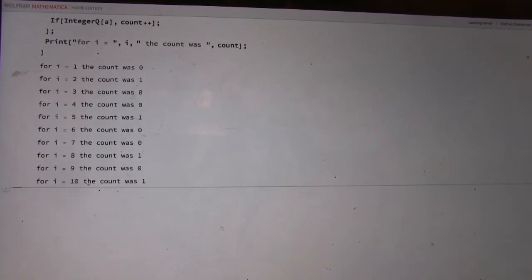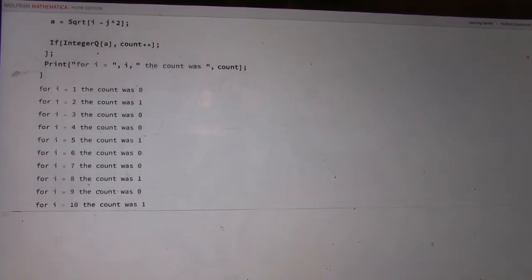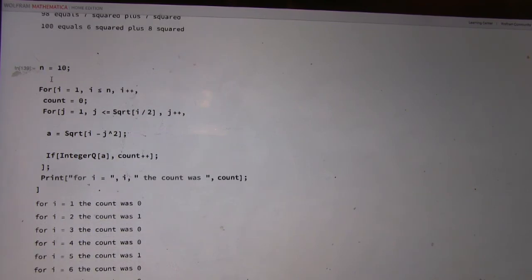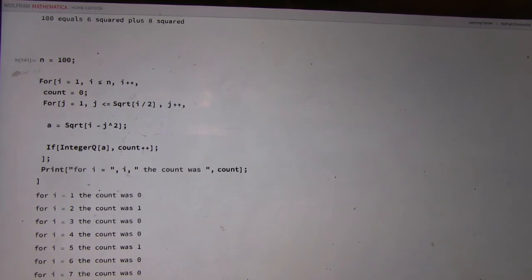Yeah, and how many. Like 2 had 1, 5 had 1, 8, and then 10. All right, so let's see if we can find the first one. We know there's the ones that have doubles up to 100, so let's see if we can find the first one that has a double.